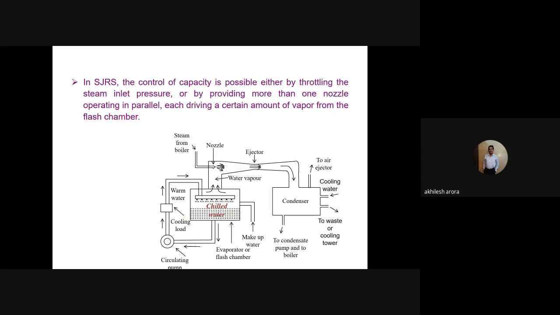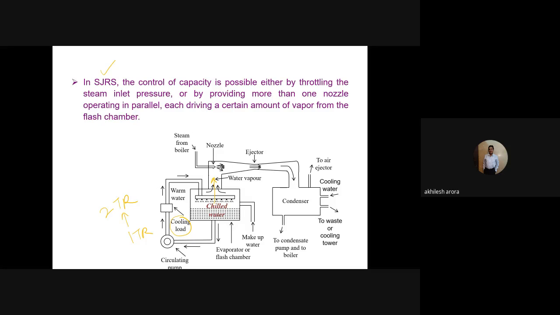In a steam jet refrigeration system, the control of capacity is possible either by throttling the steam inlet pressure or by providing more than one nozzle operating in parallel, each driving a certain amount of the vapor from the flash chamber. So the meaning is, suppose the load varies at this particular point. Suppose initially it was say 1 TR. Now suppose it increases to say 2 TR. So when it increases to 2 TR, we need to evaporate more flash vapor here.